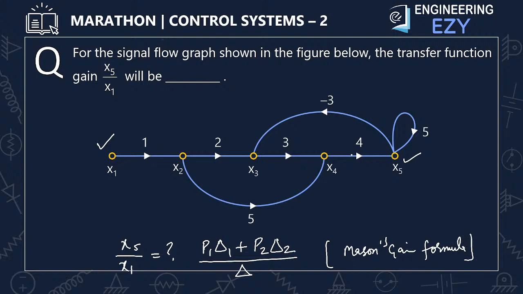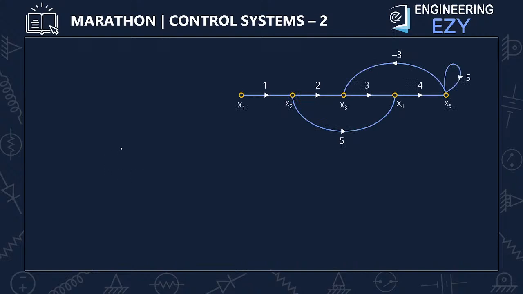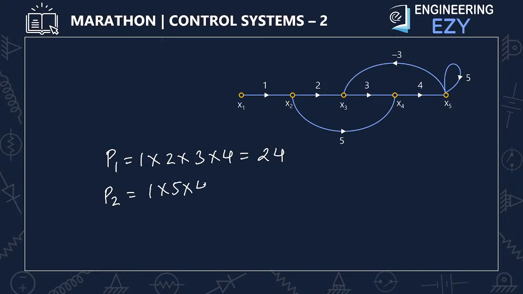This forward path is the first path, 1 multiplied by 2 multiplied by 3 multiplied by 4. So the first forward path gain P1 is 1 multiplied by 2 multiplied by 3 multiplied by 4. 2 3s are 6, 6 4s are 24. Second forward path gain P2 is equal to 1 multiplied by 5 multiplied by 4, that is 20. This is 24, this is 20.